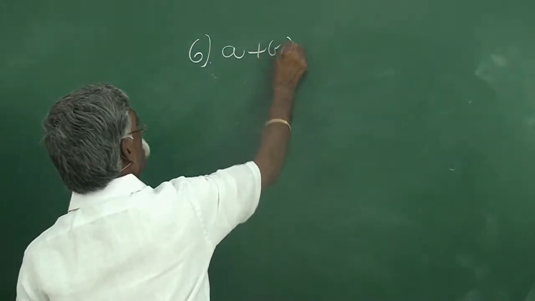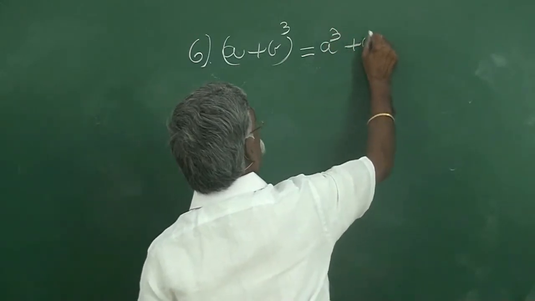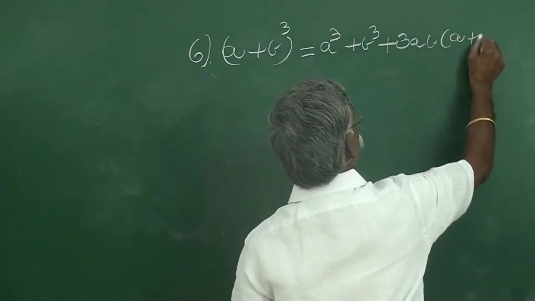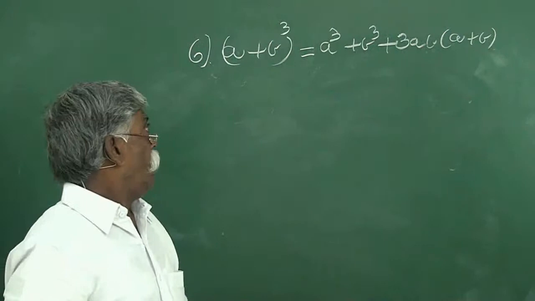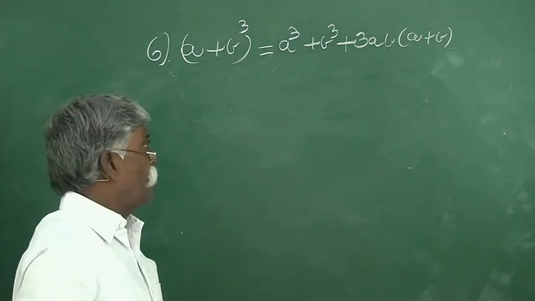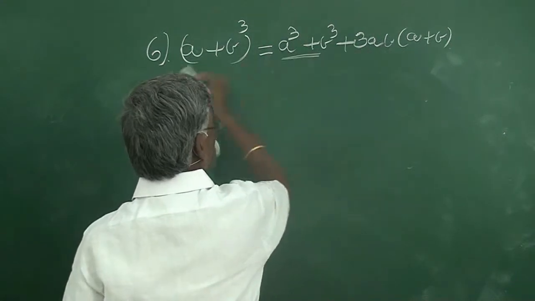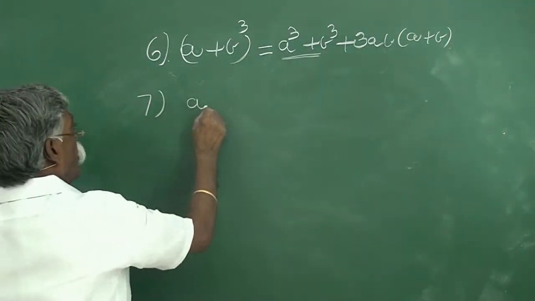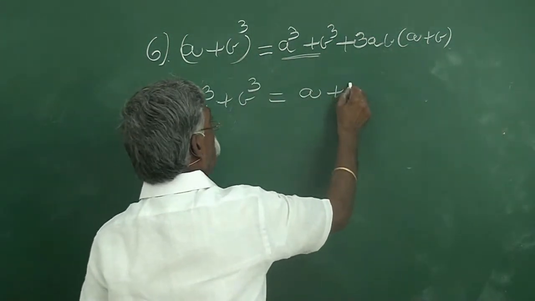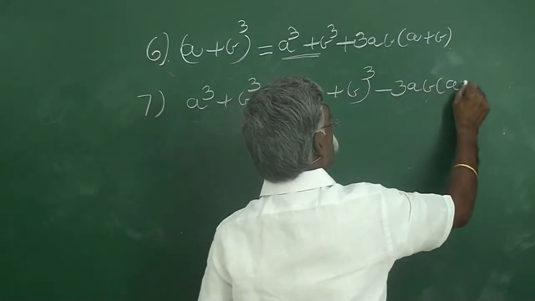A plus b whole cube is equal to a cube plus b cube plus 3ab into a plus b. From this, if we keep a cube plus b cube on this side and this onto the other side, a cube plus b cube can also be expressed as a plus b whole cube minus 3ab into a plus b.